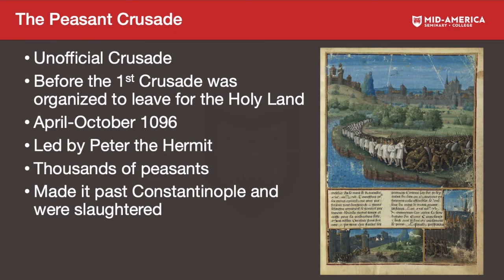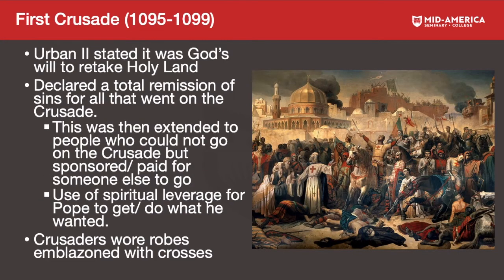Basically, they travel from Europe and make it past Constantinople. They made it quite a distance, all the way down to Constantinople. That's where they met the Muslims, and they were slaughtered. That was it for this peasant crusade. They went down there and they died. But now we have the First Crusade. The peasant crusade, not sure what they were doing, but they went down there and then disappeared.